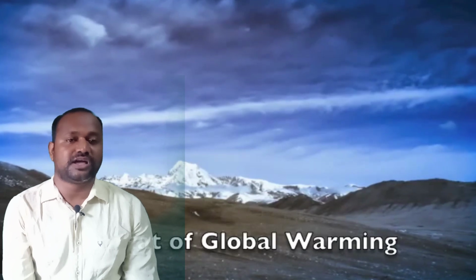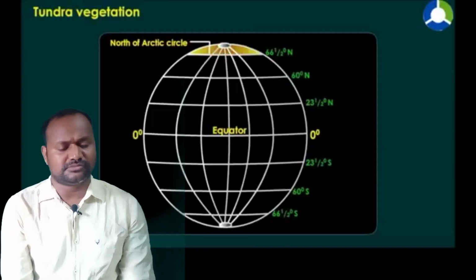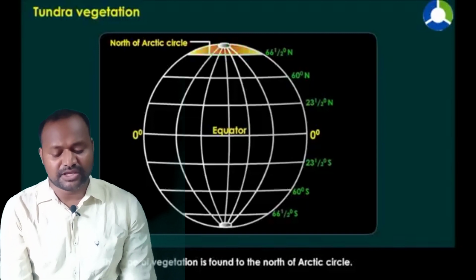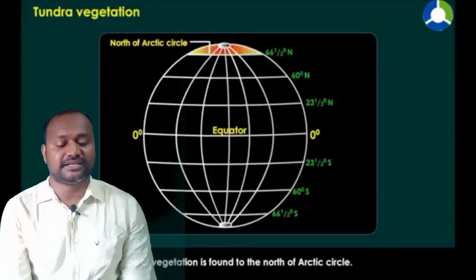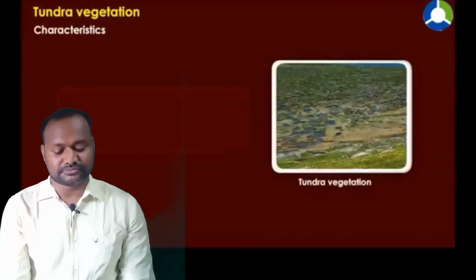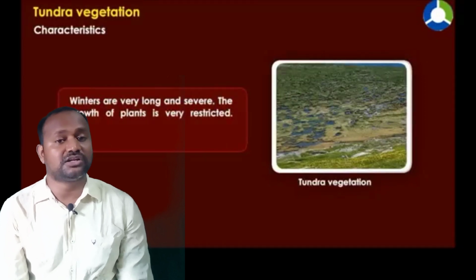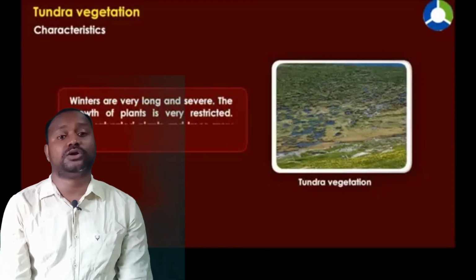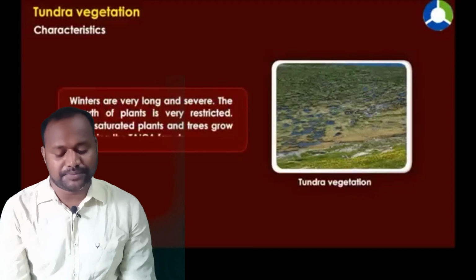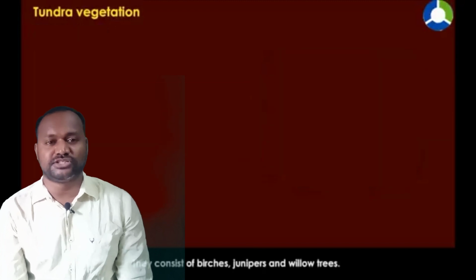Next is the tundra vegetation. As we know, tundra occurs near the northern pole, beyond the Arctic Circle. It covers the coastal strip of the Arctic Ocean, North America, Europe and Asia, with a cool summer season and a long cold winter season. The summer season is cool and very short, whereas the winter season is very long and very cold.